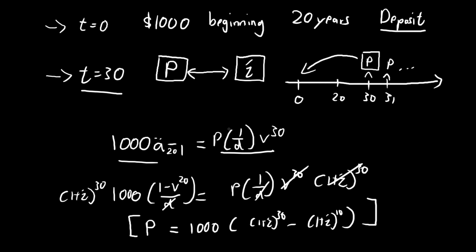So this is just a quick example to show you how to manipulate the perpetuity and the annuity due symbols, and I hope this helped. I'll see you in the next video. Bye.